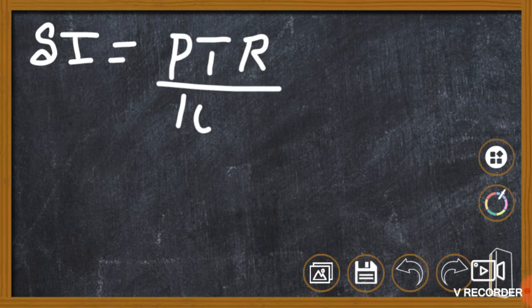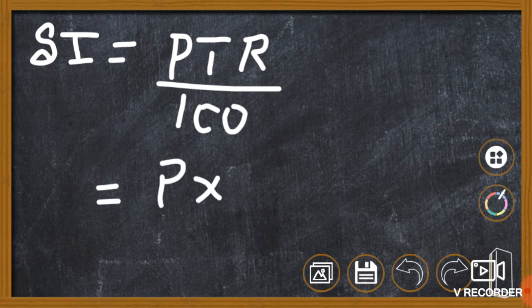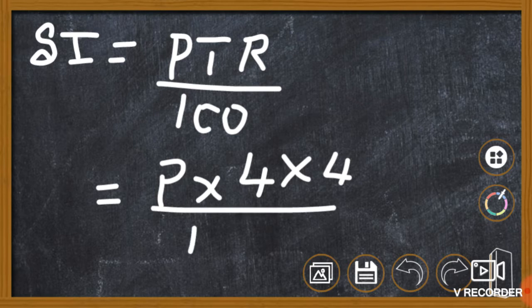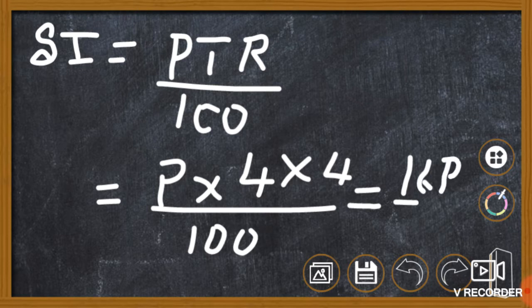Simple interest. The formula used is P into T into R by 100. P, the principal amount, is P itself. Term T is equal to 4. Rate of interest is 4% divided by 100. Either it can be simplified or it can be written as it is, 16P by 100. Mark it as result number 1.